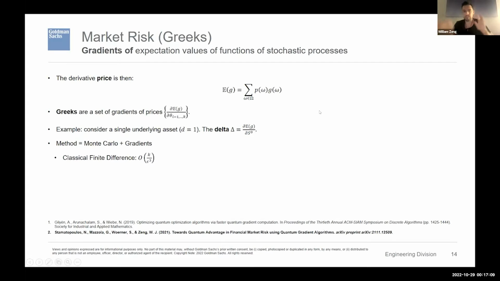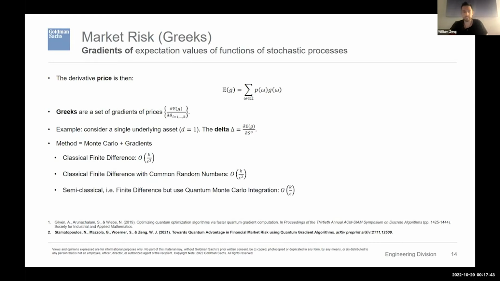One method: you need some combination of Monte Carlo plus a gradient algorithm. One way is you can use classical finite difference. So you get 1/epsilon² scaling for each pricing, and you're going to do finite difference in each dimension. You're going to do 2 pricings, and so you have of order k of those, and so you'll get k/epsilon³. There's a somewhat better method using something called common random numbers, sharing randomness in how you do each of the pricings, which will give you k/epsilon². There's what you could call a semi-classical method, which I think I first saw that terminology in this Gilyen et al. paper from 2019. Here you do finite difference, but every time you do a pricing, you use the quantum version of the Monte Carlo integration. So that will scale as k/epsilon.